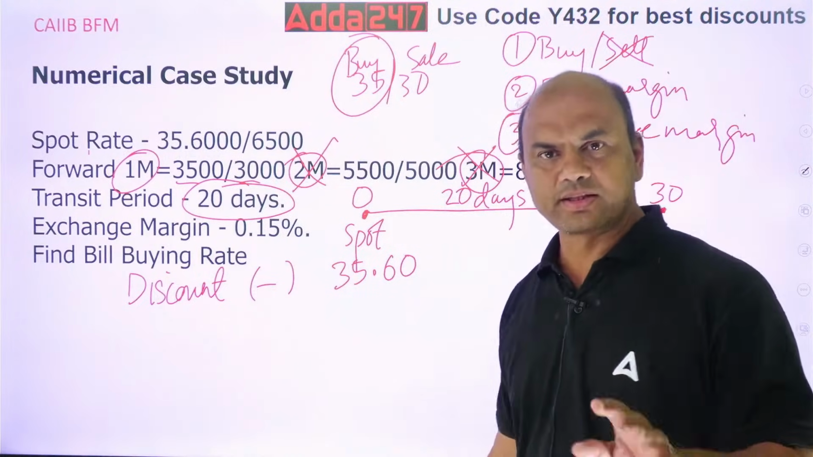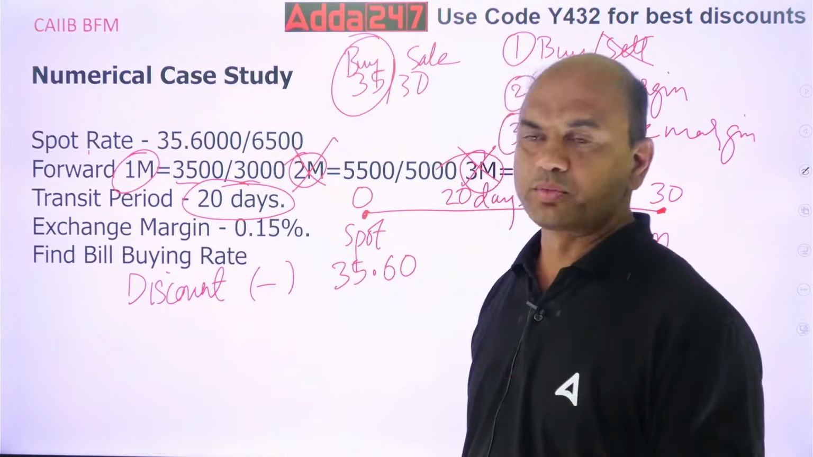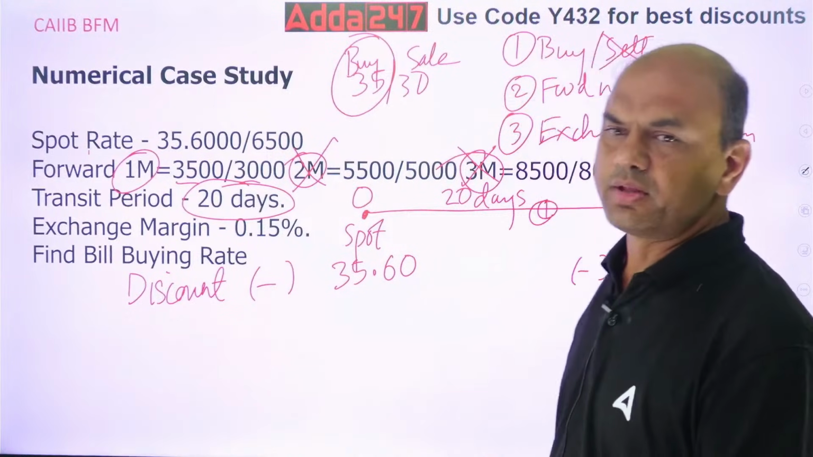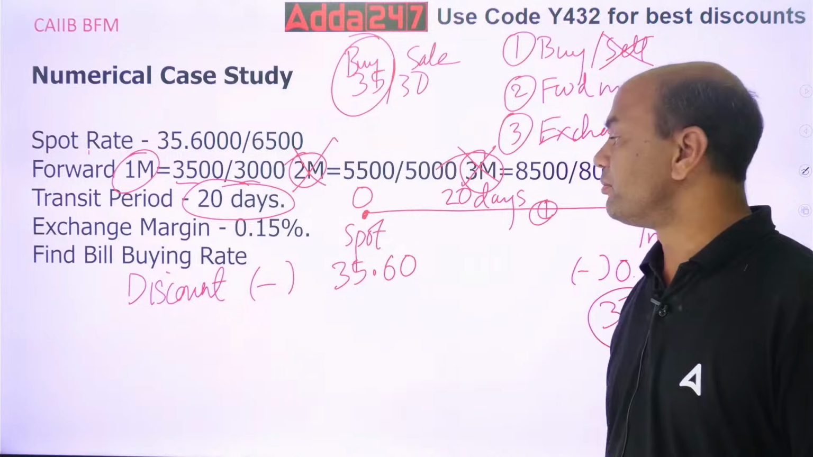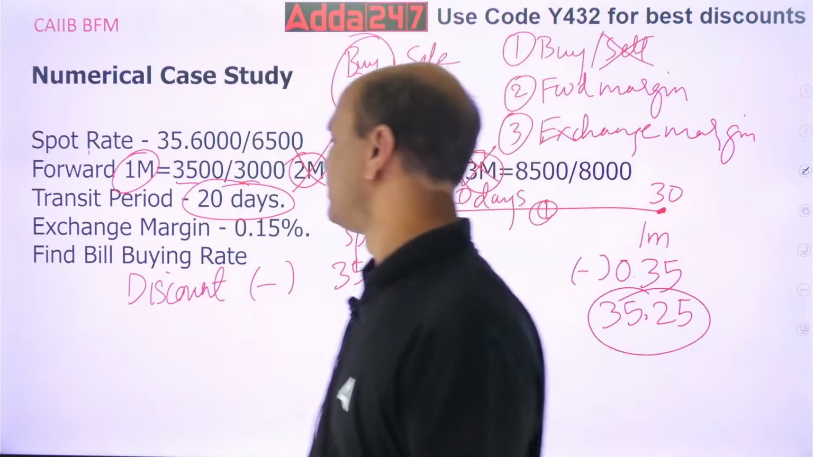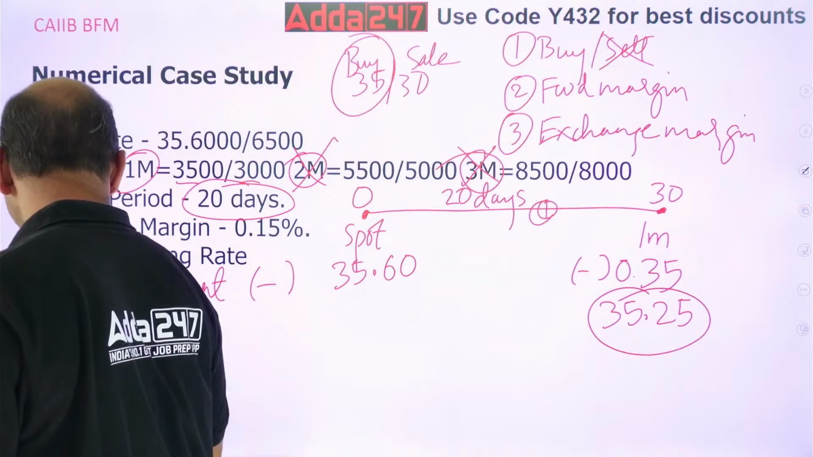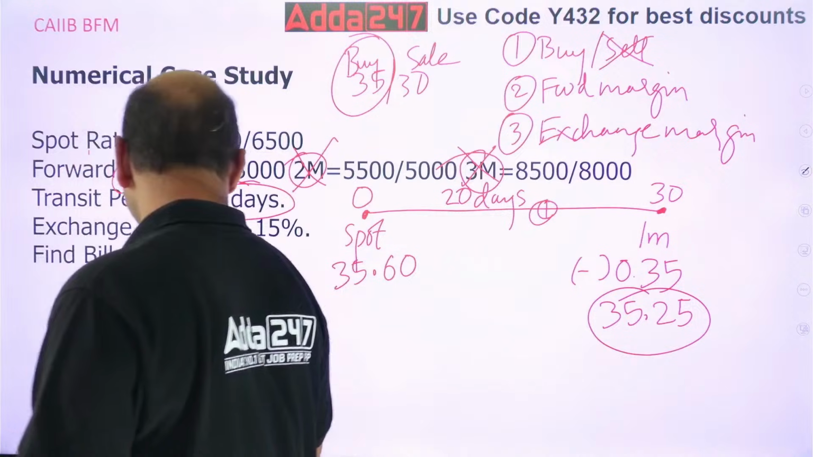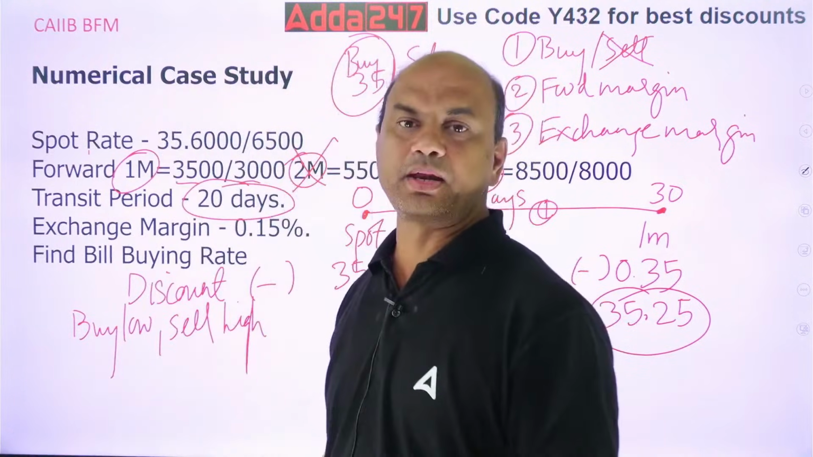Got it? Getting this everyone? 35.25. Now what have I to do? I am dealing in 20 days. Whenever I am dealing in between, I'll have to use the concept of buy low, sell high. Kindly remember, buy low, sell high. This is the concept you will be remembering.